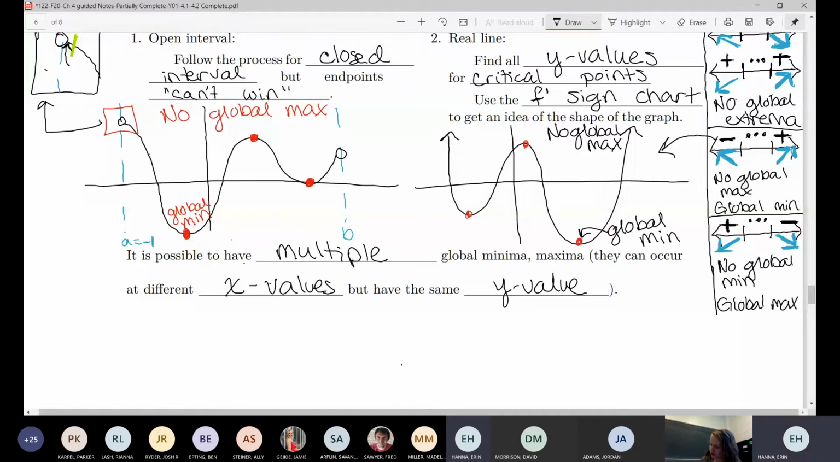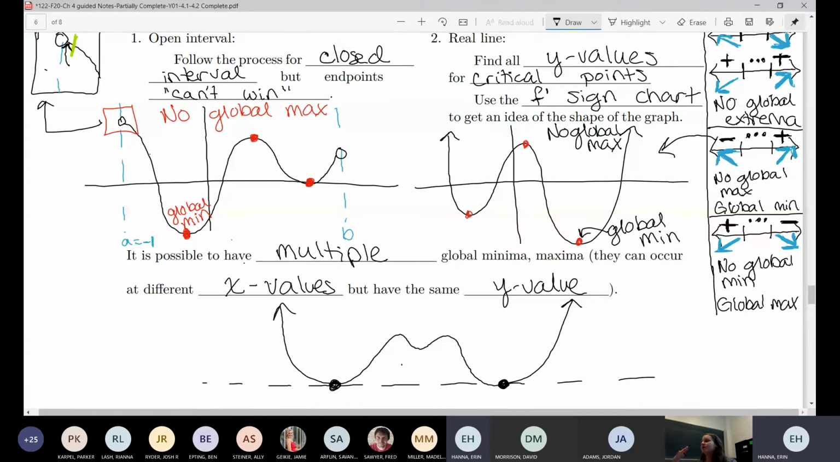So think of a function that looks like this. You've got these two. I tried to make them the same y value. We've got these two local mins down here, but they end up on the same y value. So they would also both be global mins. So it's not the case where you just have one global max or min. That's usually the case, but there are situations where you can have more than one global max or global min because they occur at the same y value.